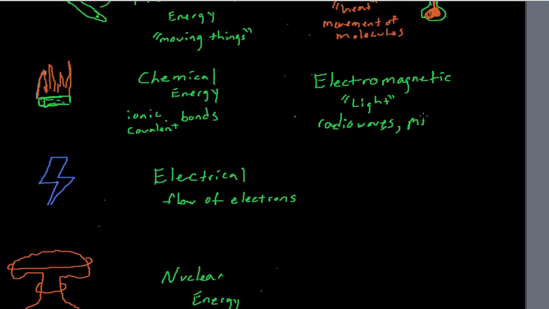Radio waves, microwaves, X-rays. These are all forms of light, forms of electromagnetic energy. So make sure you keep in mind that when we say electromagnetic energy is light, we're not just talking about the light you can see. Although I can put a little light bulb here. There you go, a little reminder for electromagnetic.